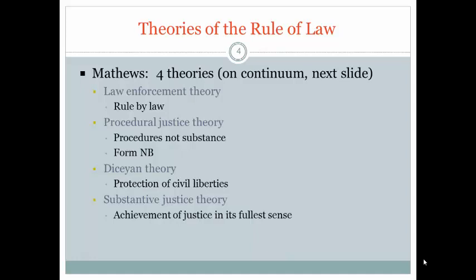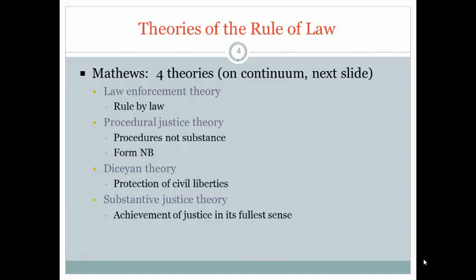So the next thing that I want you to bear in mind, and it will become clearer when we look at the continuum, is that each of these sets of theories encompasses the one or the two above. So the law enforcement theory is necessarily also reflected in the procedural justice theory. The Dicey theory reflects the procedural justice theory and the law enforcement theory plus the requirement that there must be a protection of civil liberties.